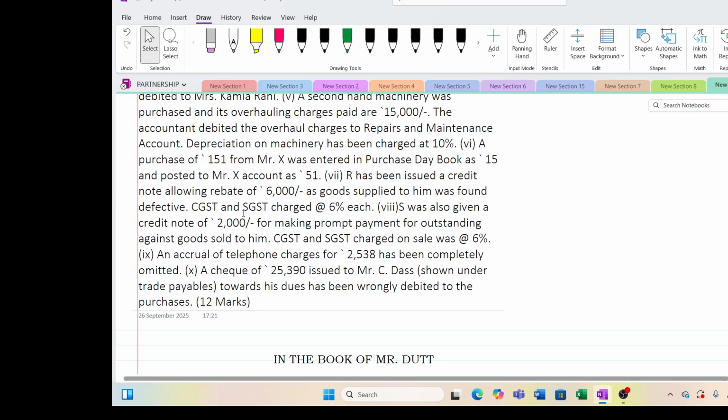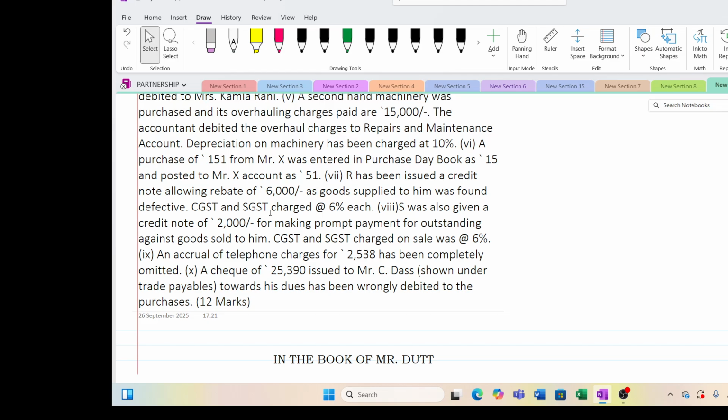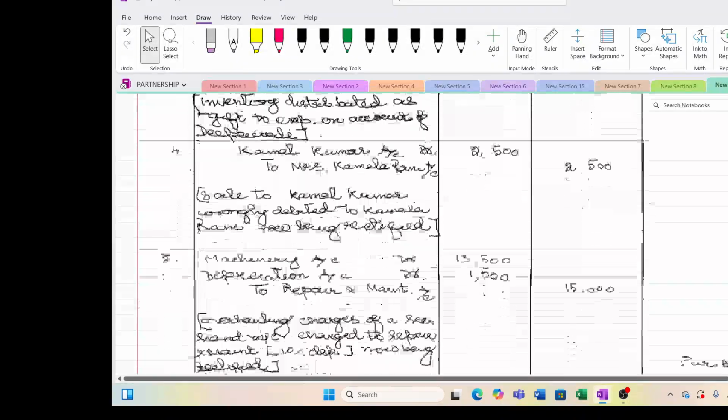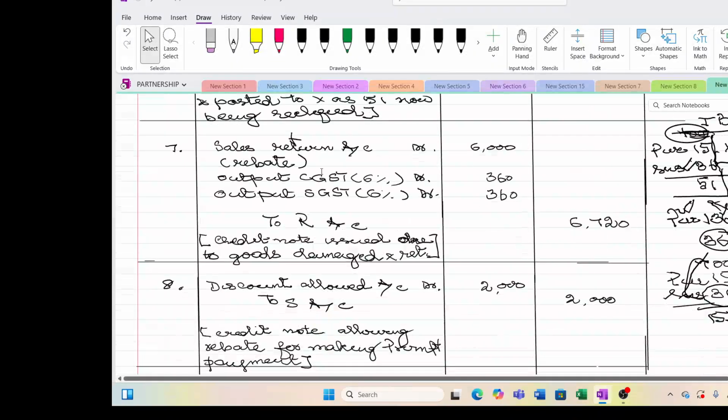That also he has to reverse, because that fellow is not going to make the tax payment, because the goods were not sold by that fellow. It was returned to Mr. Dutt, the supplier. So now we are going to do that. Sales return account, you can write it, or you can write it as rebate account, debit 6,000 rupees.